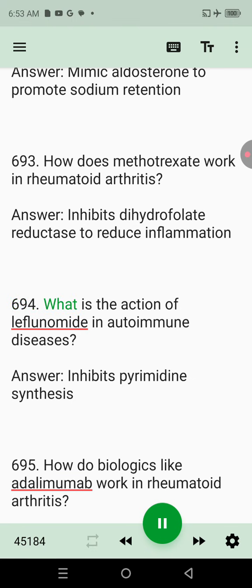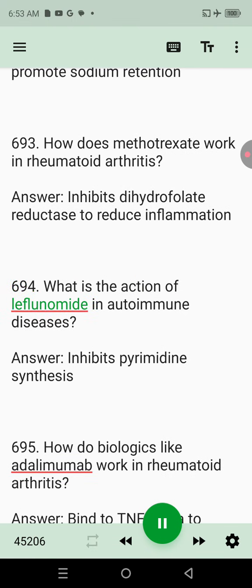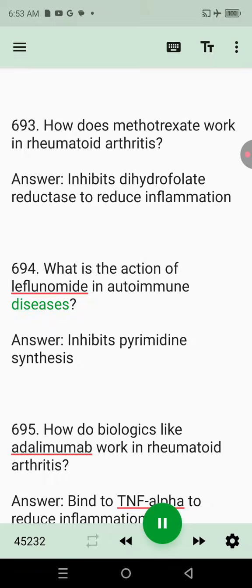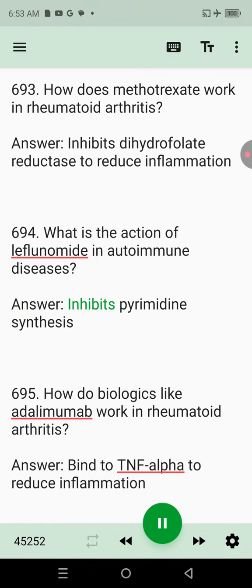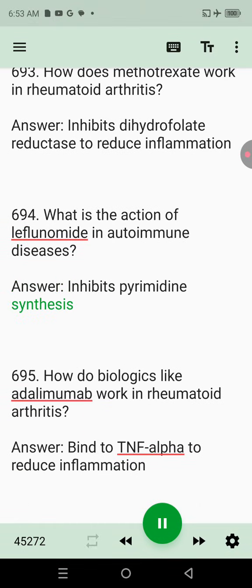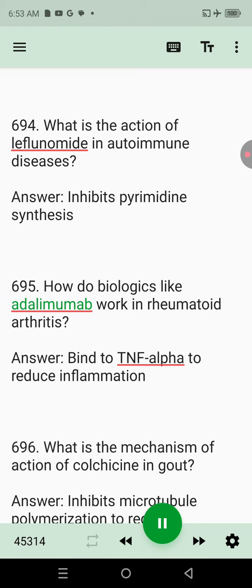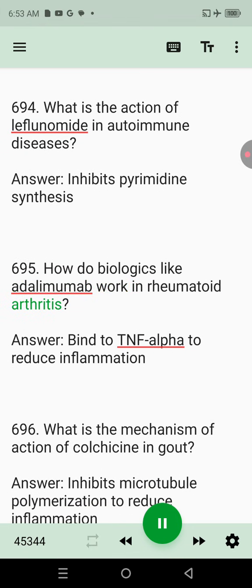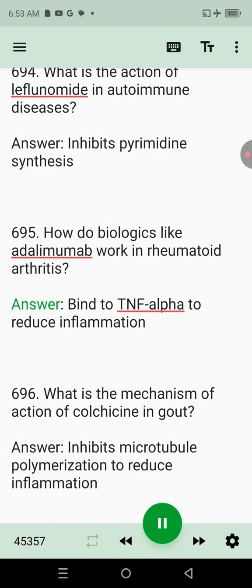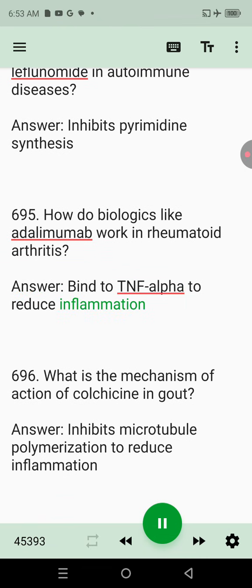694. What is the action of leflunomide in autoimmune diseases? Answer. Inhibits pyrimidine synthesis. 695. How do biologics like adalimumab work in rheumatoid arthritis? Answer. Bind to TNF-alpha to reduce inflammation.